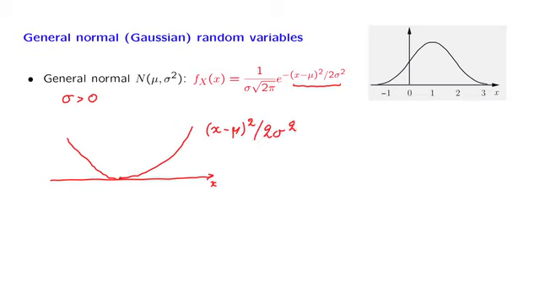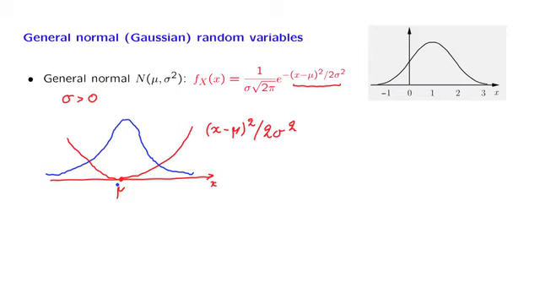So it vanishes when x is equal to mu and becomes positive elsewhere. Then we take the negative exponential of this quadratic and we obtain a function which is largest at x equal to mu and falls off as we go further away from mu.